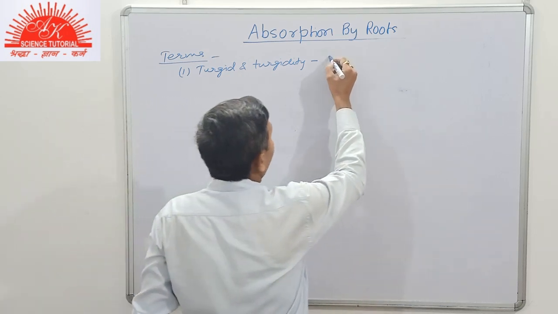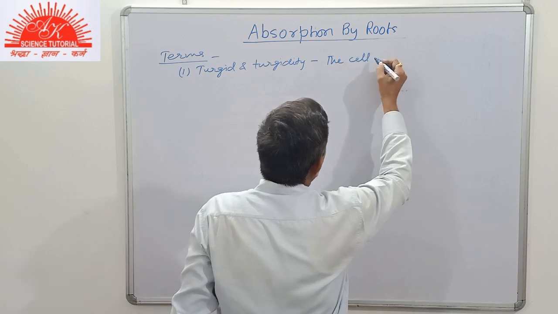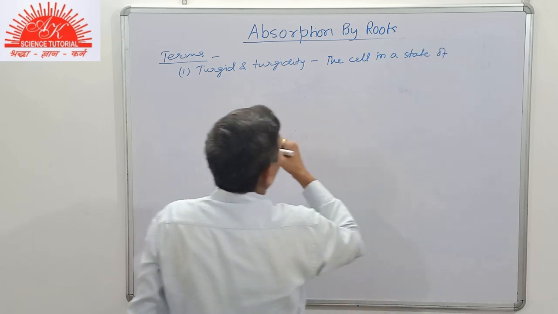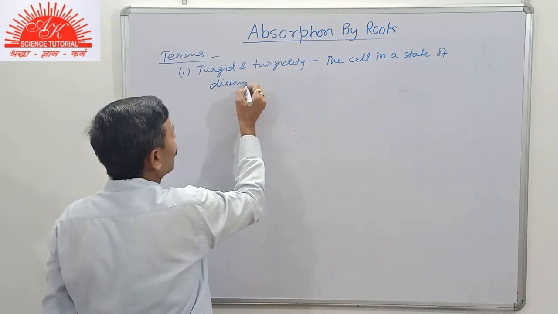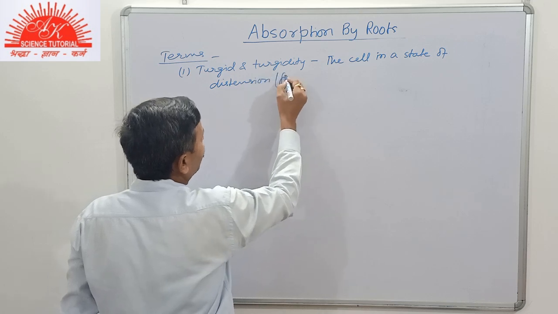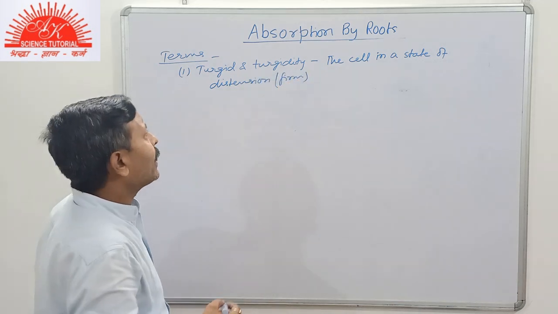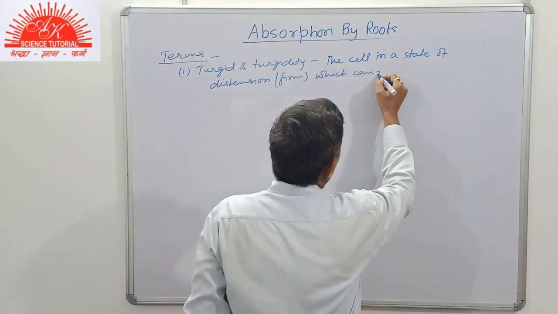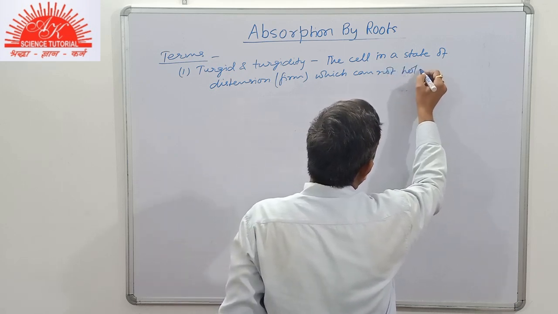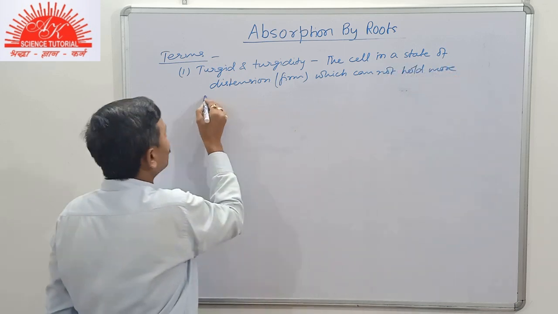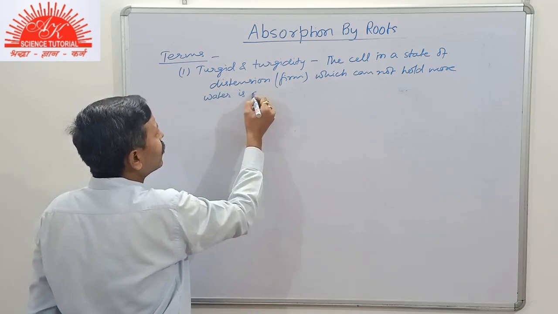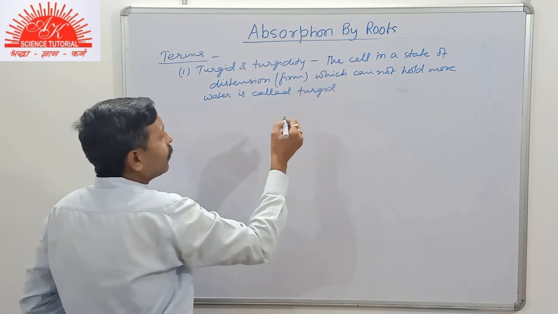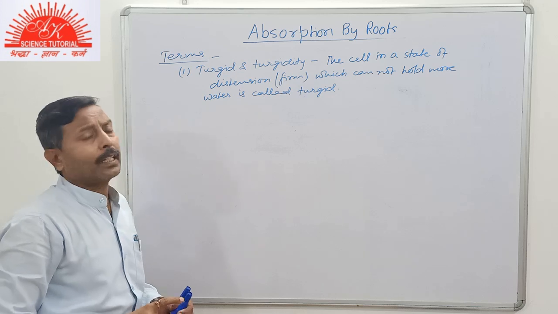That is, the cell in a state of distension, that is firm. The cell in a state of distension which cannot hold more water is called turgid. So the cell is called turgid. The state of the cell is called turgid.